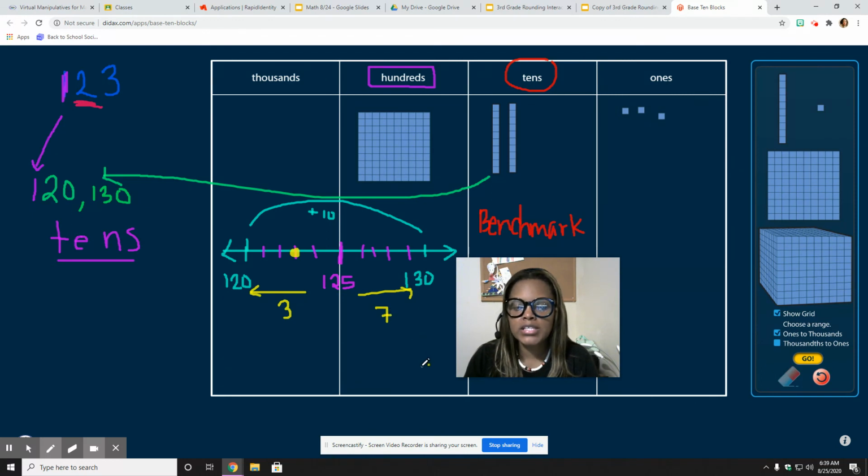So which number has the least amount of jumps? Or which direction? Left has the fewest. Very good. And what number is to the left? 120. So 123 rounded to the nearest 10 is 120. Very good.